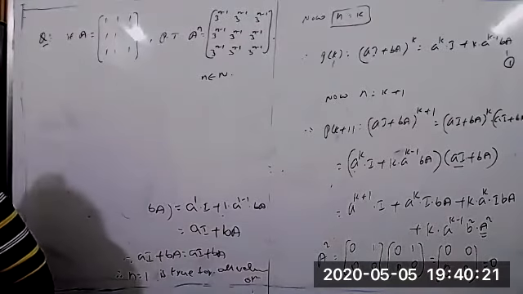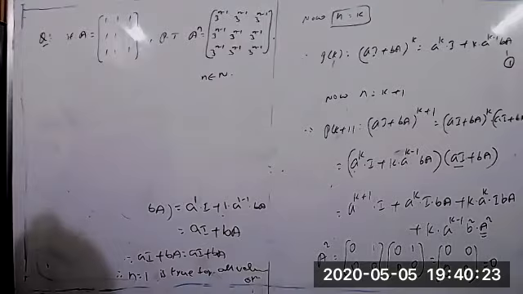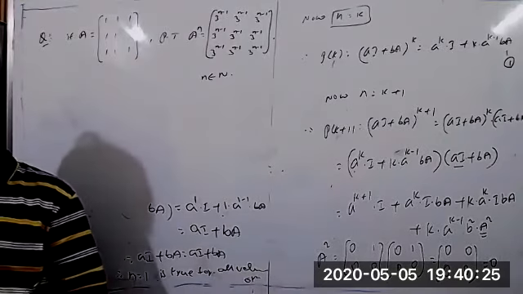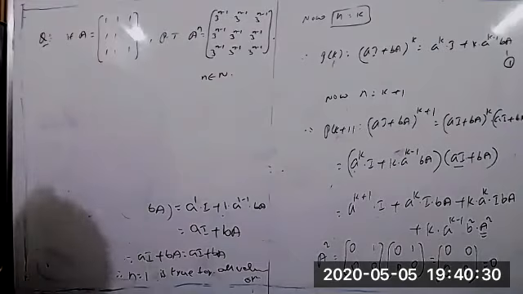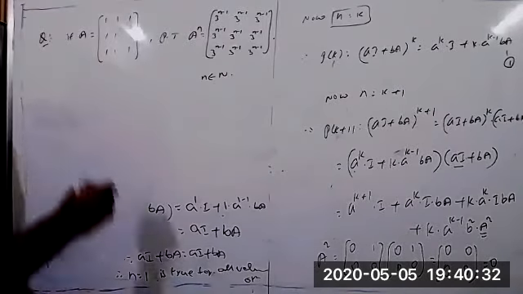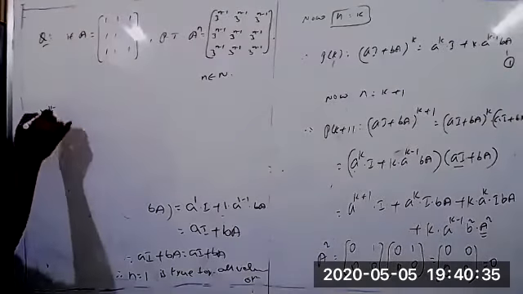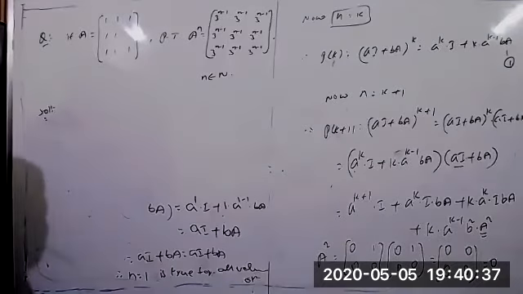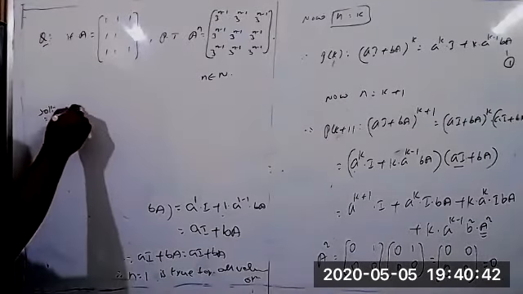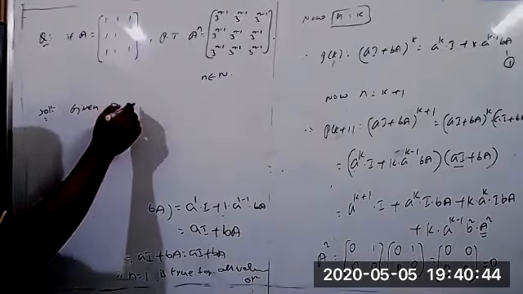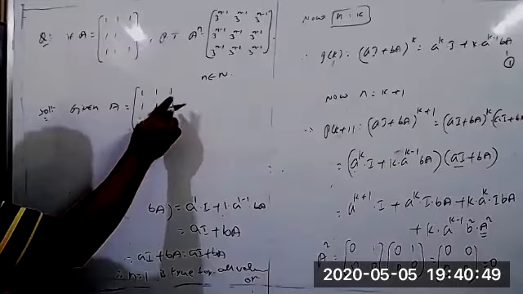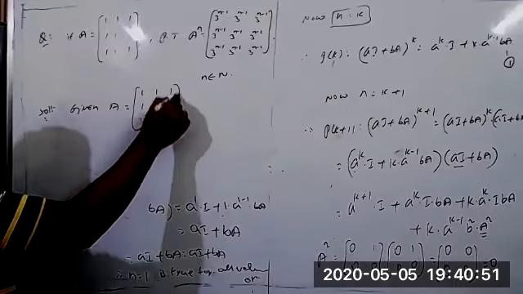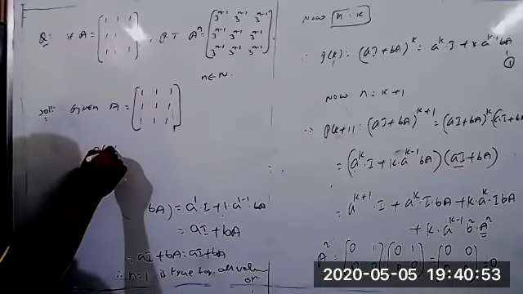Okay, here also it is the same thing. Here also we have to prove it like the previous problem, using mathematical induction. Now, first, what is given here? Given the matrix A equal to 1 1 1 1 1 1 1 1 1. The matrix here.